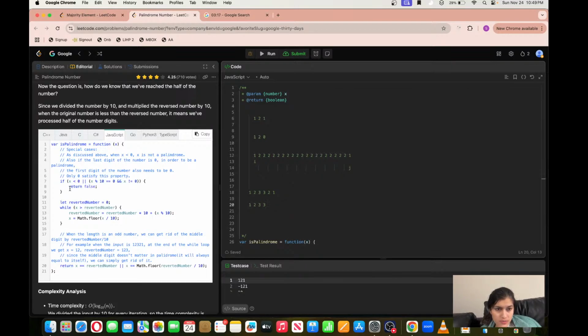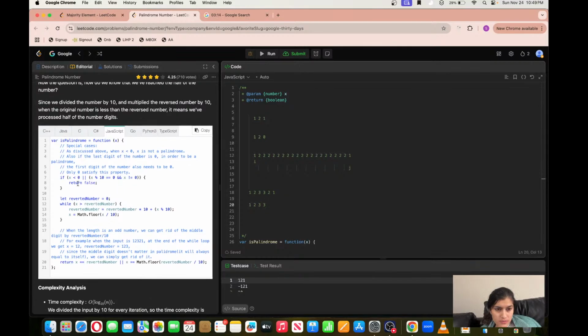So here, if it is less than 0, if it is negative, or if the last digit is 0, in order to be a palindrome, right? Because if it is 1 2 0, then 0 2 1 will never be a palindrome. So they are handling this case also. So these are two edge cases where we can just return false immediately.